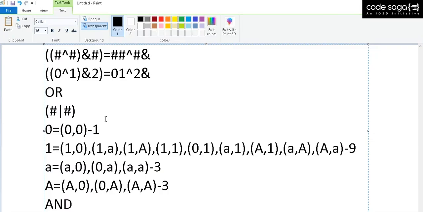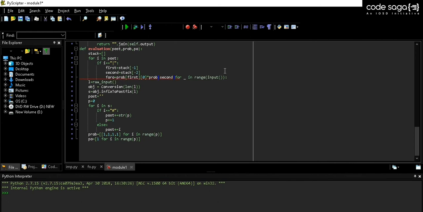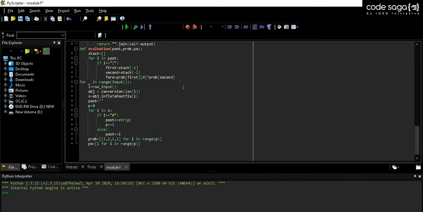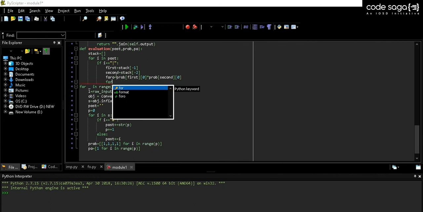Now we'll take a look at the cases we made. For the first case, 0 will come in OR when both the elements are 0. As there is only one case, we will make probability of first 0 into probability of second 0. As this is the only case, we'll now move on to the probability of 1.